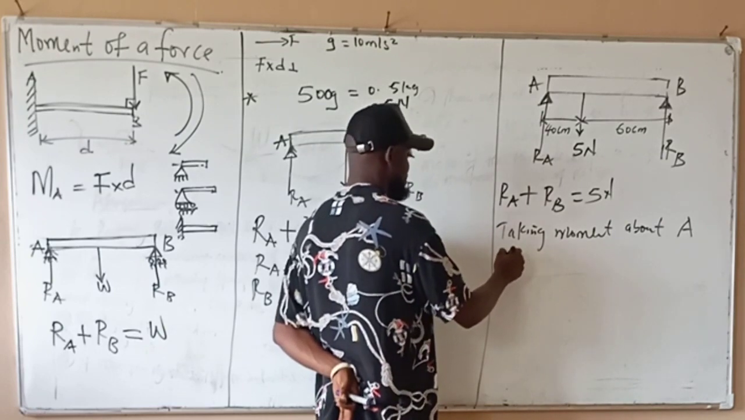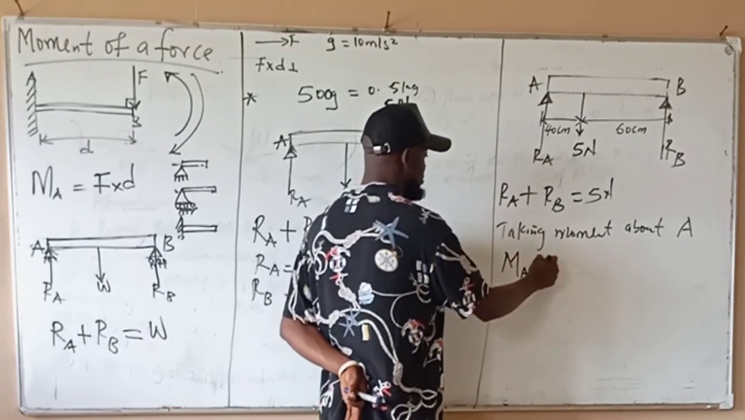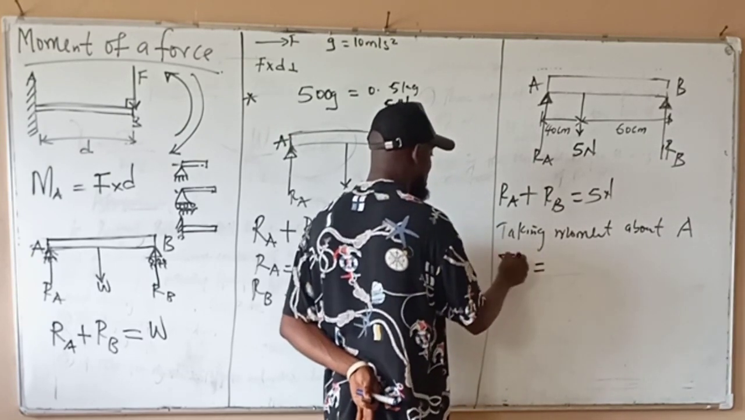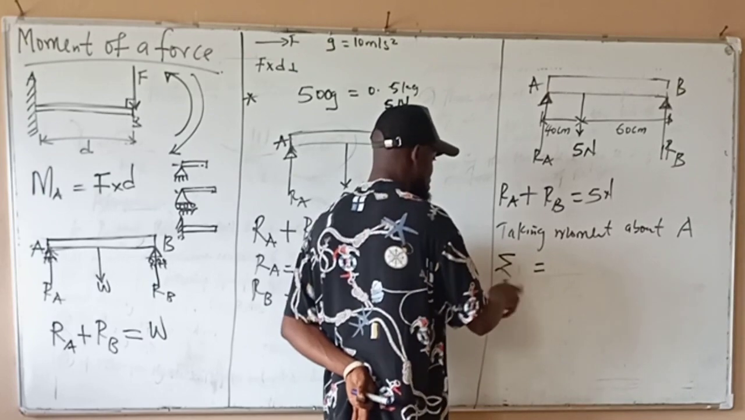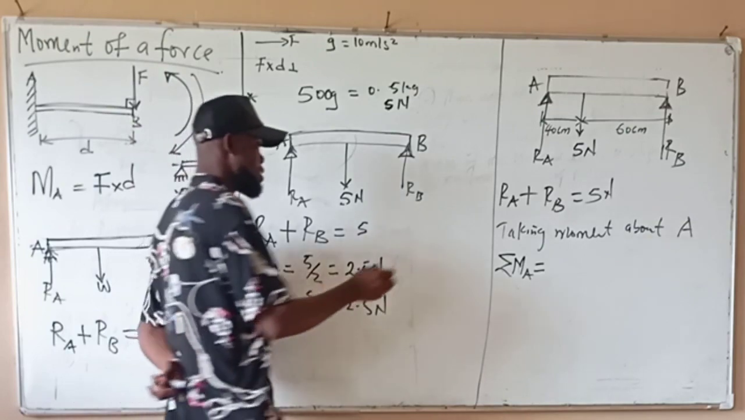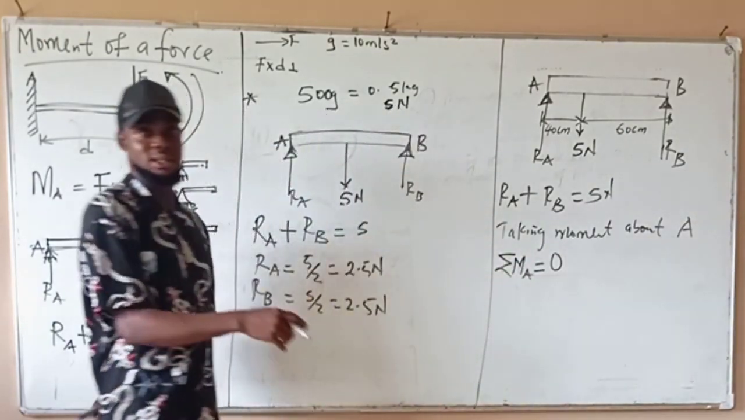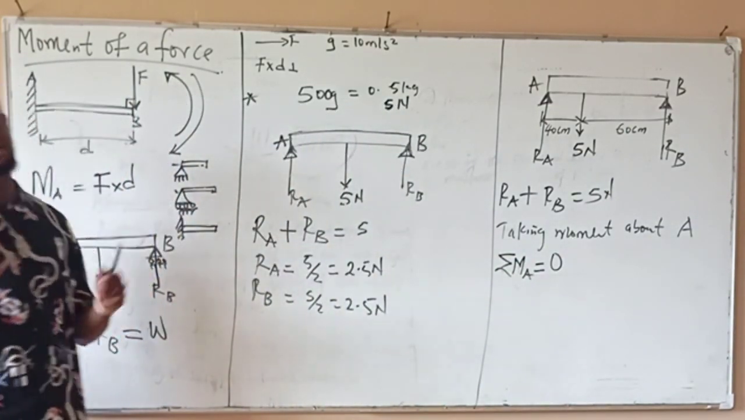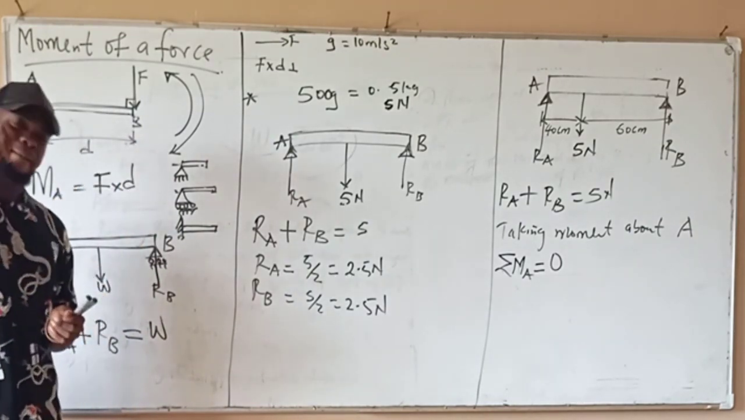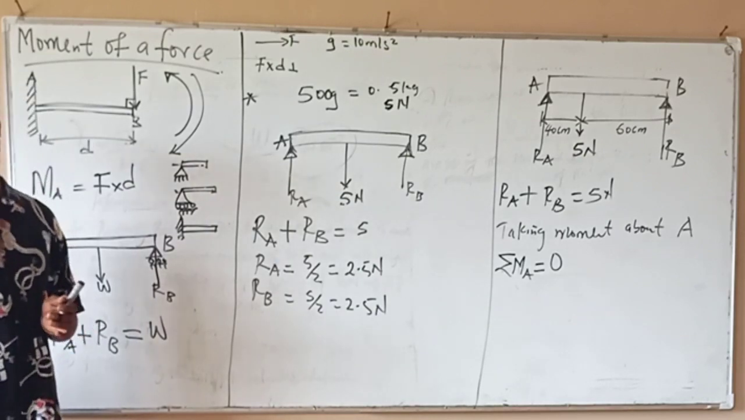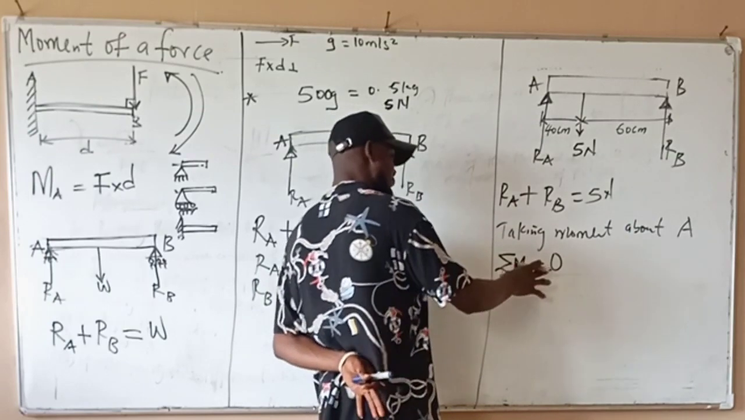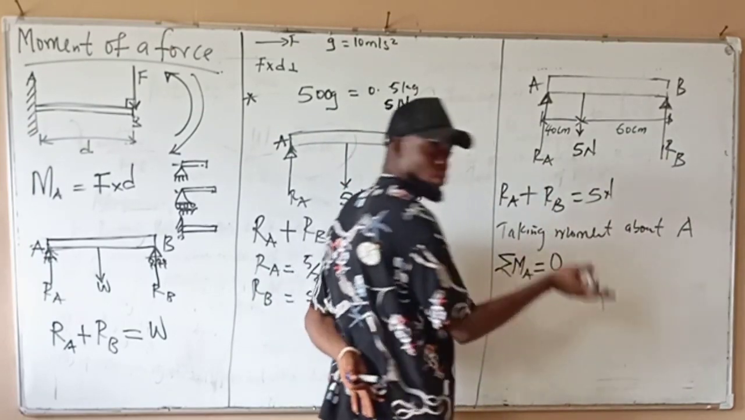Then you're going to have the moment about A must be equal to what? The sum, not just the moment about A. The sum of the moments about A must be equal to 0. Just like upward forces equal downward forces, the sum of all the moments about a particular point must be equal to 0. Then I'm going to use either this one or anti-clockwise equals clockwise moments.